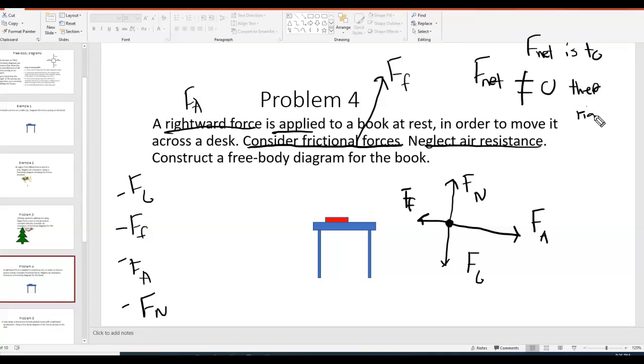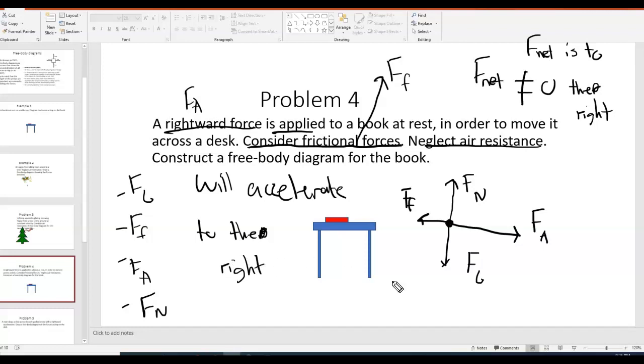What does it mean if you have a net force? Well, going back to Newton's first law, if you have a net force that's not equal to 0, that means the object is going to accelerate. So what I would say is this object is going to accelerate to the right. Okay, now it just says to draw the FBD, so you wouldn't necessarily have to put that, but I'm just telling you this object is going to accelerate to the right.